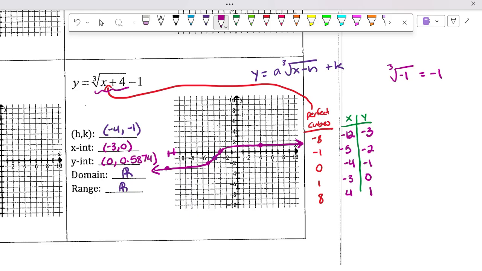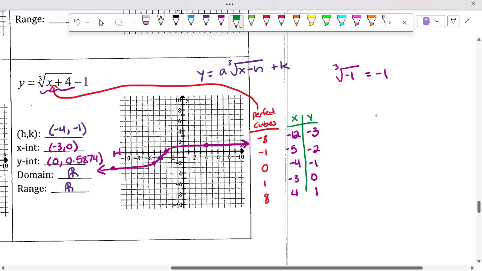Yes, ma'am. Can you set x to 0 and then solve for y to find the y-intercept? You could. If you plug in 0 for x and got the exact y-intercept, like in terms of a radical, that's totally fine. But you didn't have to. So yeah, that's the other way you can find it.